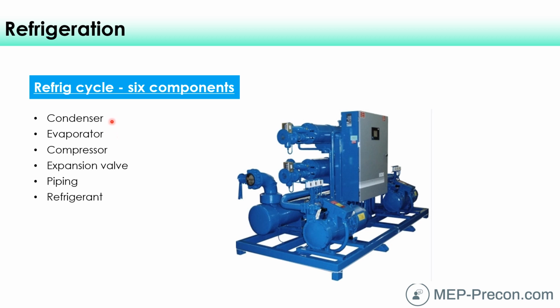These are 2 heat exchange devices. You have a compressor and an expansion valve, and these are 2 pressure devices. Then you have piping that connects all of those components together. And then finally, you have a refrigerant that flows within the piping that goes through all of these components. And that's it. That is all that you need really in order to have a refrigeration cycle.